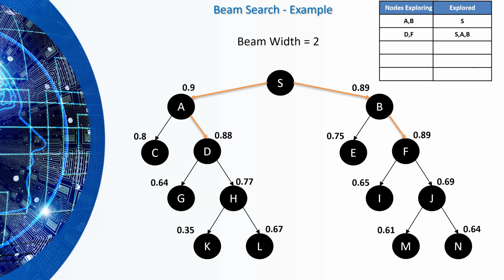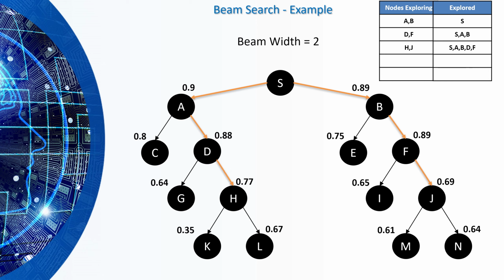Moving on, branching from node A is node C and node D, and branching from node B is node E and node F. Take a look at the probabilities for each of these nodes. Node D and node F were chosen because they had the highest probabilities among our four choices. If the highest probabilities were instead node C and node D, they would instead be selected. It doesn't matter that they root from the same parent node, node A. Beam search will always select the best beam width number of options to explore further.